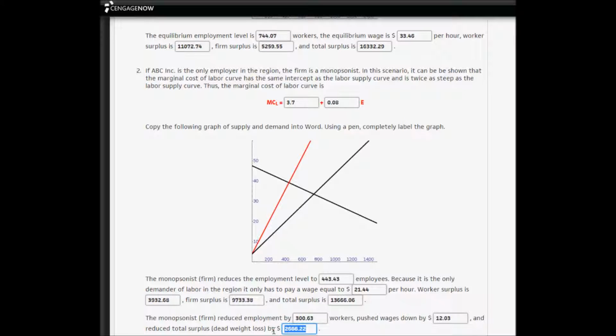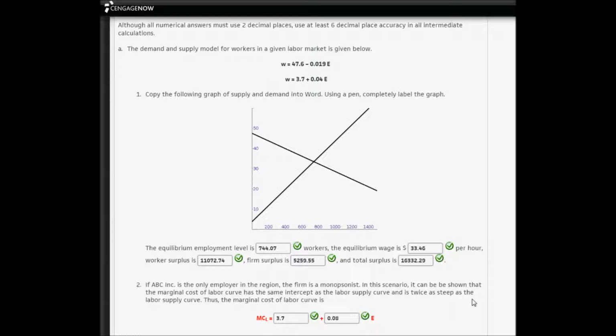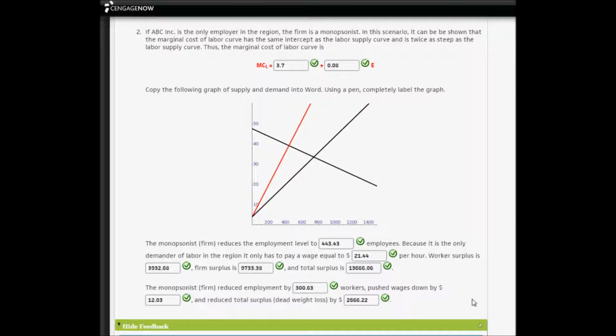If you were to add the deadweight loss to the total surplus, you get the total surplus in a competitive market. I'm going to check my work and I should get everything correct. And it looks like I do get everything correct.